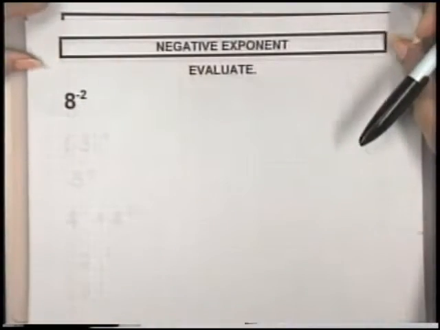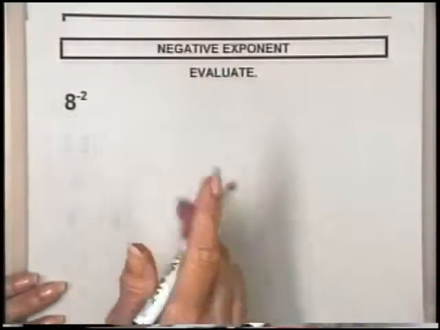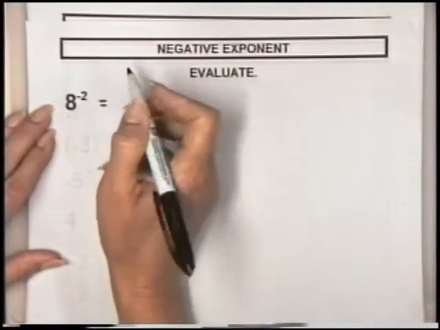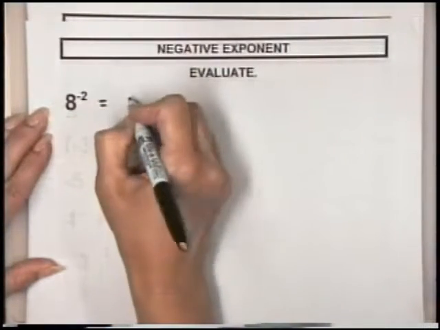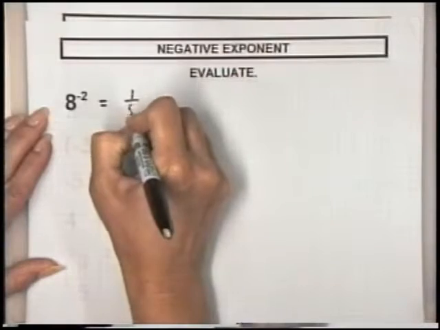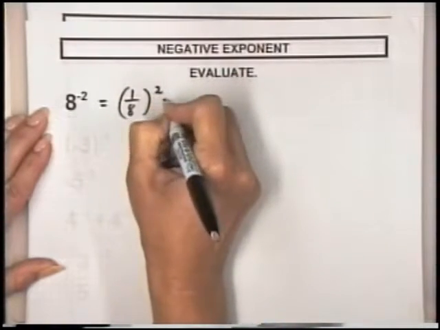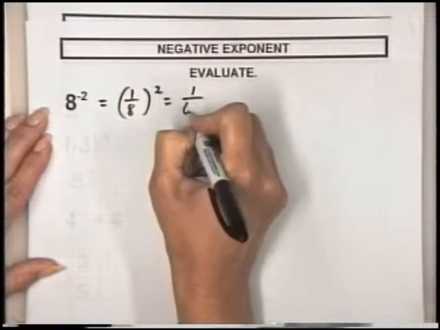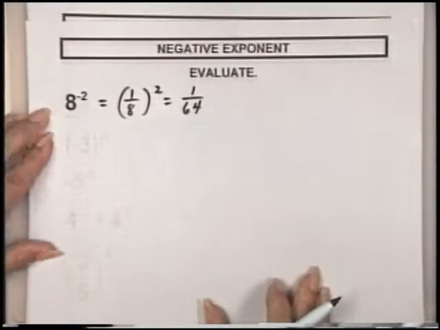Now let's work some problems. Evaluate 8 to the negative second. Well, I can think that 8 to the negative second is equal to its reciprocal 1/8 squared. 1/8 squared would give me 1 over 64.